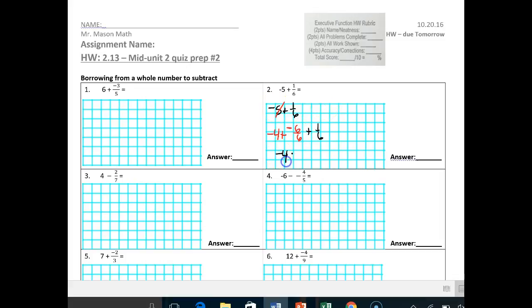So negative 6 plus 1 gives me a negative 5. So we have negative 4 plus negative 5/6. And now since they're the same sign, we slap them together. We get negative 4 and 5/6.